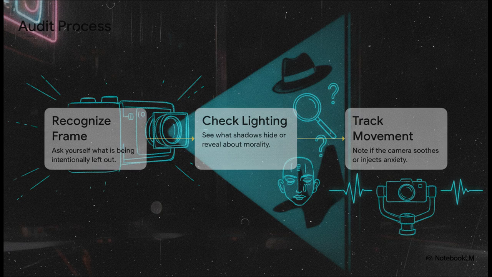Step 1, recognize the frame. Whenever you watch a scene, consciously ask yourself what is being intentionally left out to build pressure. Step 2, interrogate the light. Where are the shadows falling, and what exactly are they trying to hide or reveal about a character's shifting morality? Step 3, track the movement. Is the camera soothing you with lockdown stability, or is it artificially injecting you with panic through shaky, chaotic energy?